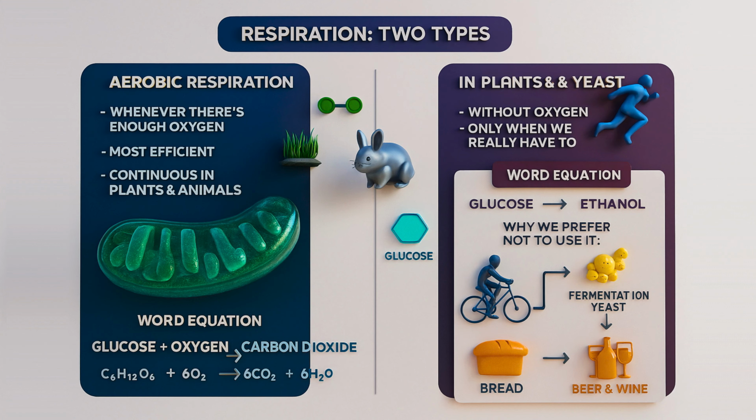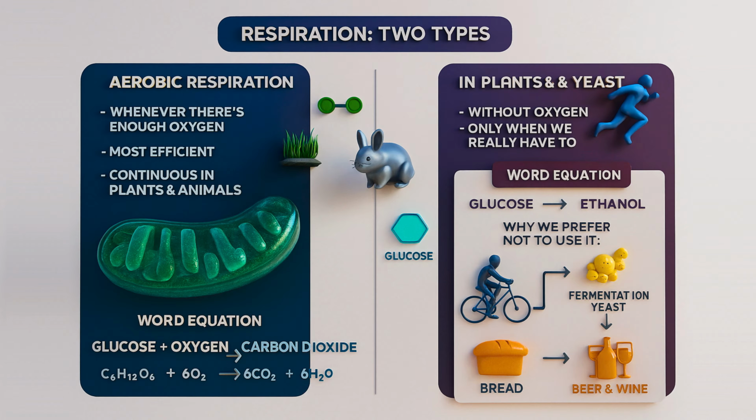Aerobic respiration is the more commonly occurring type, and it happens whenever there is sufficient oxygen available, which is a crucial point to remember. It is by far the most effective method of transferring energy from glucose, and it occurs continuously in both plants and animals. More specifically, it takes place inside specialized subcellular structures known as mitochondria.